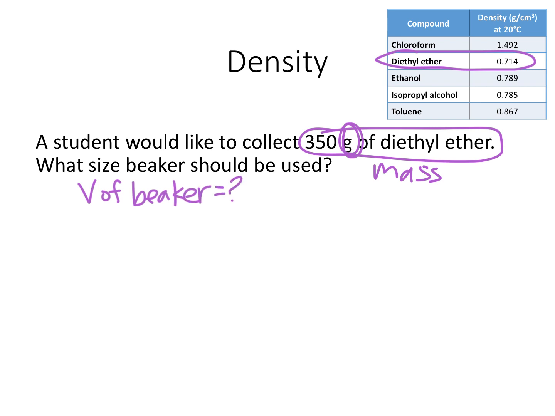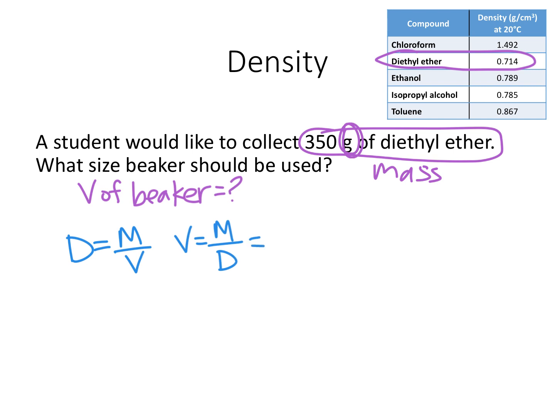And I have the mass of the ether. I also have the density of the ether up in that chart. So if I have the density and I have the mass and I'm looking for the volume, I can rearrange that formula to volume is equal to mass over density.